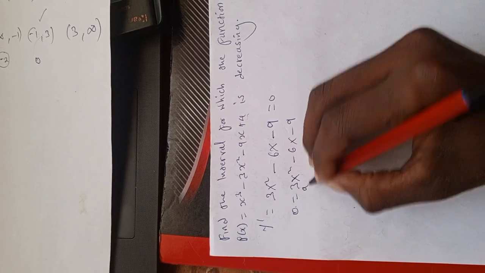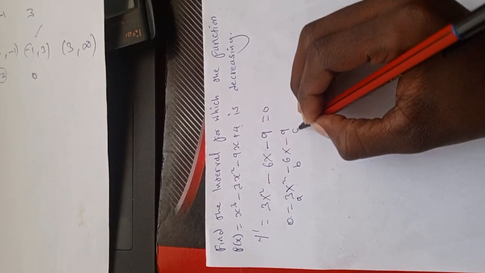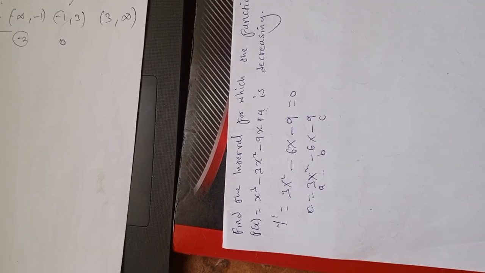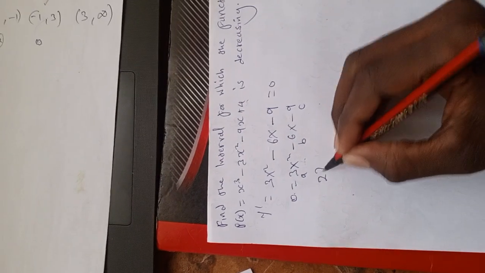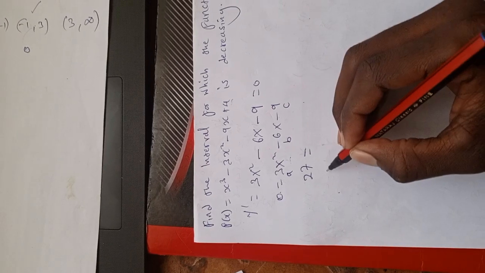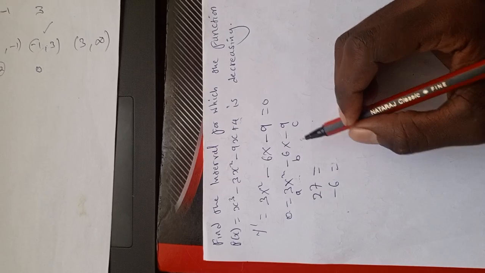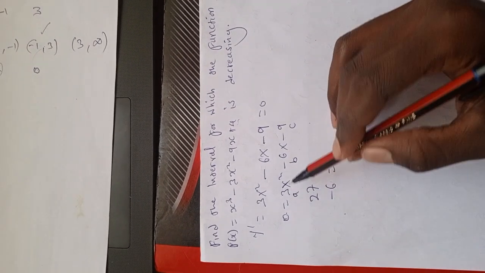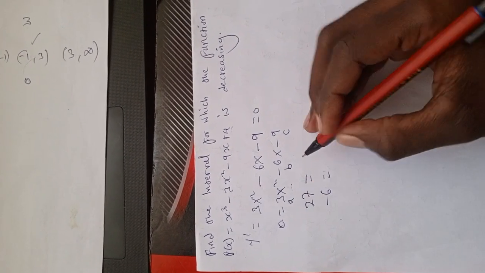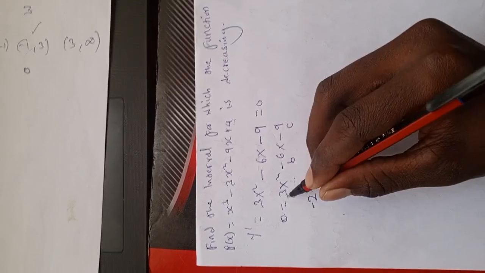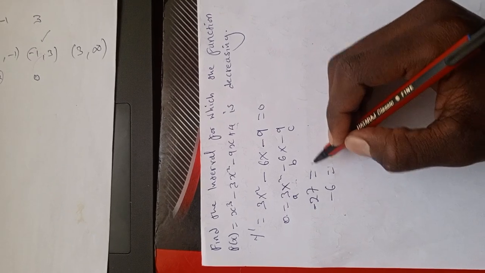We know that this is a, this is b, this is c. So we are multiplying c by a. So 9 multiplied by 3, we're going to get 27. I'm going to set it equal to, then what is our b? Our b is negative 6. So now I have to ask myself a question. Which two numbers can I use to get 27 negative? This is negative 27 because it's negative 9 multiplied by 3. So negative 27. So which two numbers can I use?